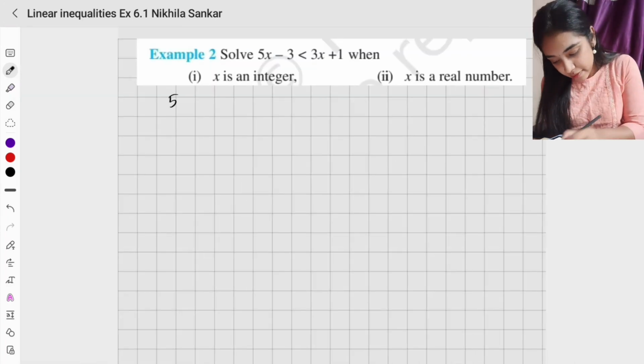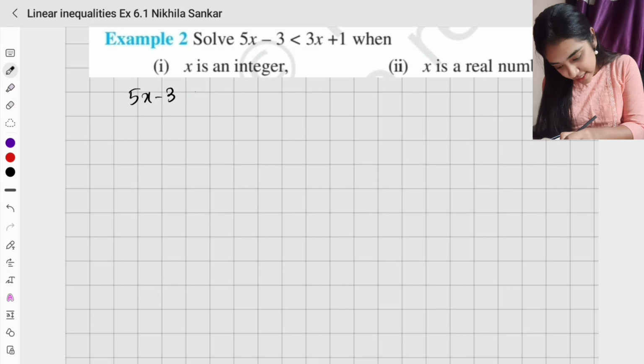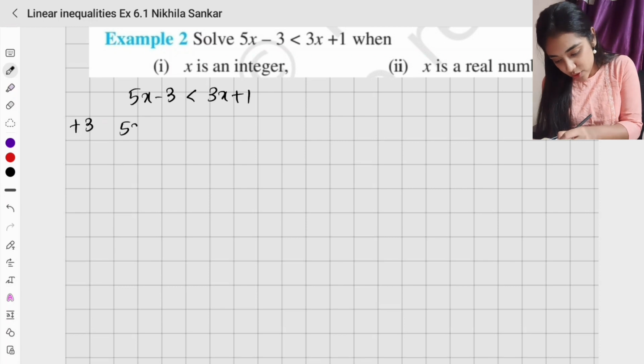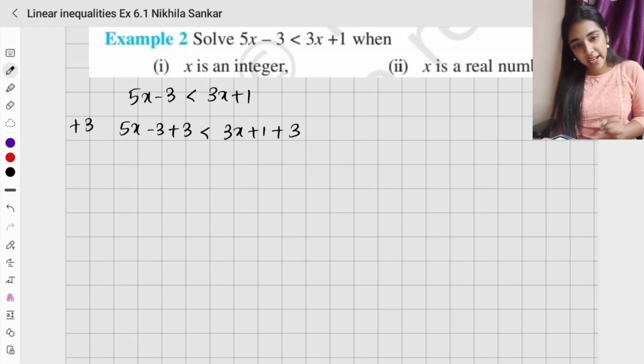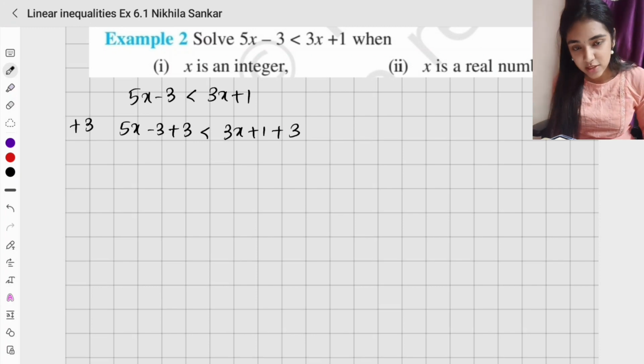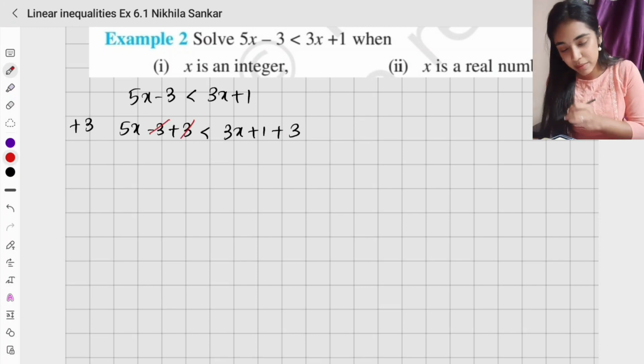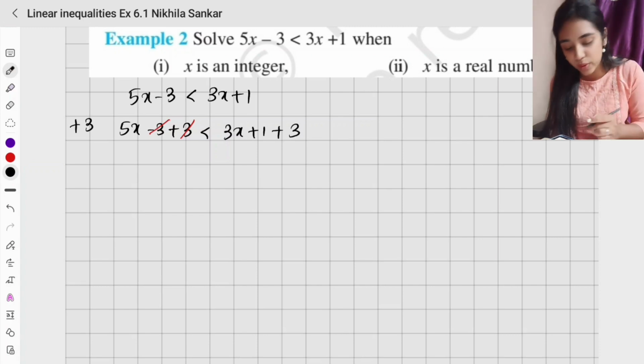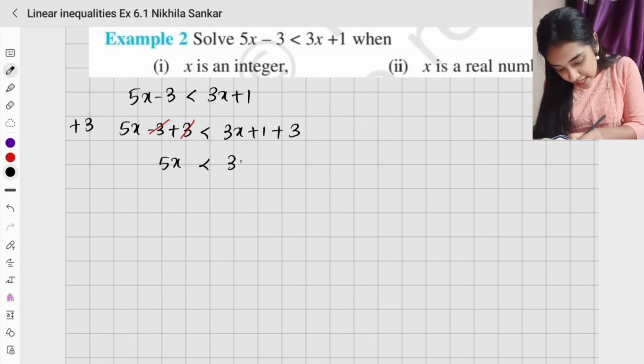Example 2. I have 5x minus 3 less than 3x plus 1. So what am I going to do? First step, I need to move this minus 3 to the other side. So I'm going to add plus 3 on both sides. So I have 5x minus 3 plus 3 less than 3x plus 1 plus 3. Whenever I add or subtract the same value on both sides, the inequality is not going to change. Why am I doing this? I need to cancel my minus 3 and plus 3. In the next question we can do it directly, but this is the actual method. You have to understand why we are doing that. So 5x is less than 3x plus 4.